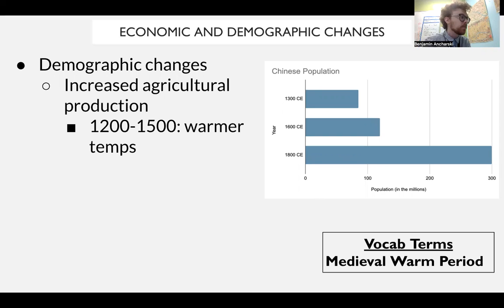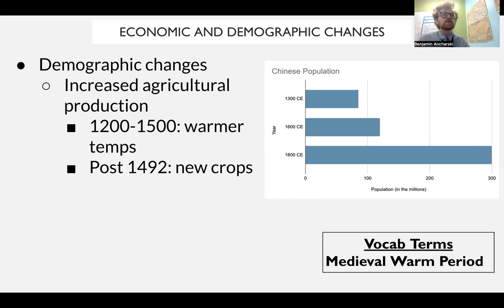And why do we see more food? Why do we see improved agricultural production under the Ming Dynasty? Well, environmentally speaking, we are going to see a general warming of Chinese climate in this early modern period. The medieval warm period, something we'll talk about more with Europe, is going to impact different places differently and at different times. But it is going to impact China primarily in this 300-year period, in which we have generally warmer temperatures, which leads to improved agricultural production. Better conditions for farming means better farming.